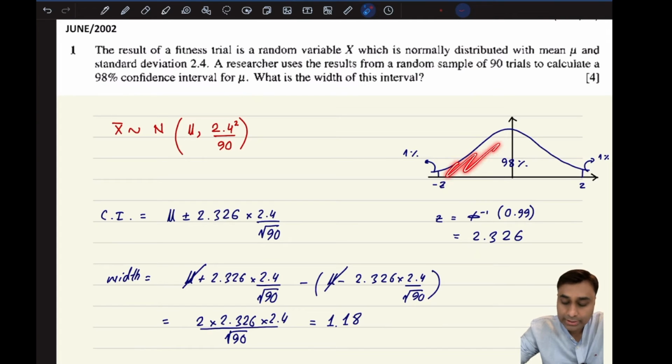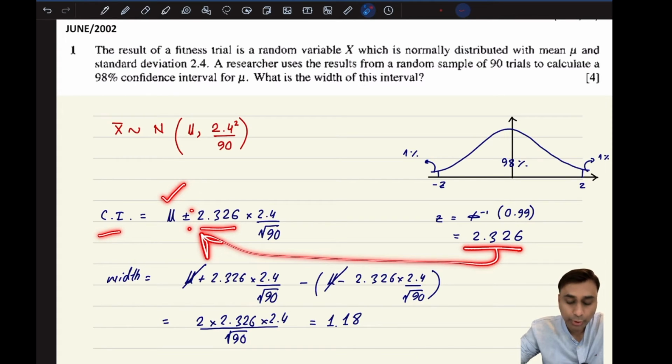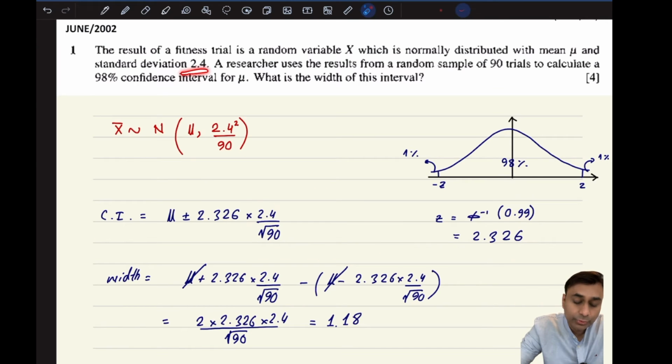So you would know that this is going to be 98%. The two tails together would be 2% and each tail would be 1%. If you subtract 1%, which is 0.01, from 1, you will get 0.99. So your Z value would be phi inverse of 0.99. And your confidence interval would be mu plus minus Z, phi inverse of 0.99, which is 2.326, times the standard deviation of the sample mean. The original population variance was 2.4 squared, so the sample mean's variance would be 2.4 squared divided by 90.